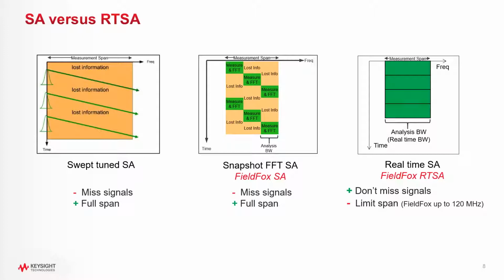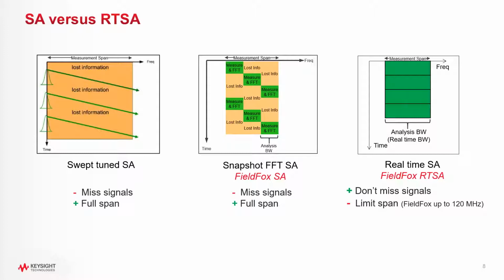On a FieldFox, depending upon the unit you buy and its configuration, you can get up to 120 megahertz of real-time span. A lot of Keysight bench analyzers can go much wider than that in real-time span. But in all cases, the real-time span will be limited compared to being just a regular spectrum analyzer. With swept-tuned and with the snapshot SA, like the FieldFox, you can be in any span you want within the limits of the actual spectrum analyzer.